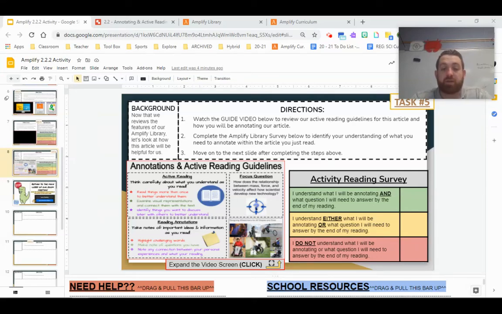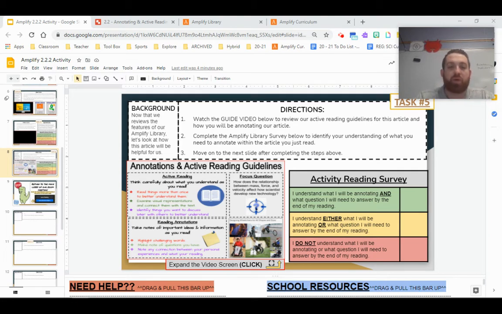Hey everybody, Mr. Regan here, and today we're going to be reviewing our active reading and annotation guidelines that we've looked at in previous lessons, but also are important to go back to when we encounter a new article that's going to help us, obviously in this case, with our space pod and our ground team.